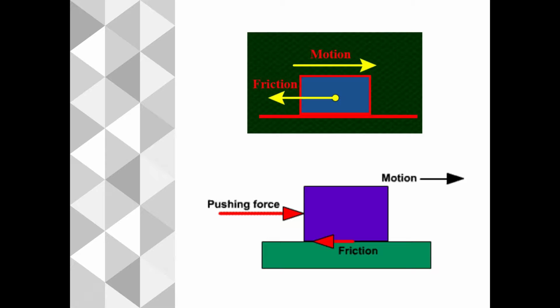So if you look at that diagram at the top, it shows that friction is acting towards the left and the motion of the object is towards the right. So in other words, friction opposes motion. So if motion is towards the right hand side, then friction is moving towards the left hand side. And if you look again at the diagram below that, you also have friction acting in the opposite direction to the motion provided by the pushing force.